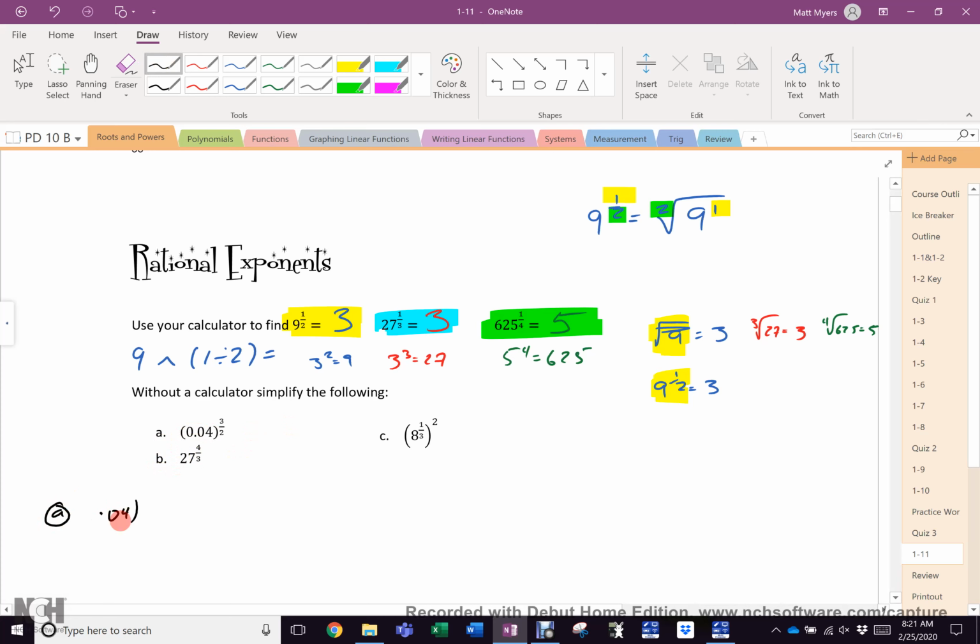0.04 to the 3/2. Now, of course, I always say, if you know what is actually happening, you can always work it out. But this doesn't really make a lot of sense, does it? How can you have 0.04 multiplied by itself 3/2 of a time? Right? It makes no sense, yes?